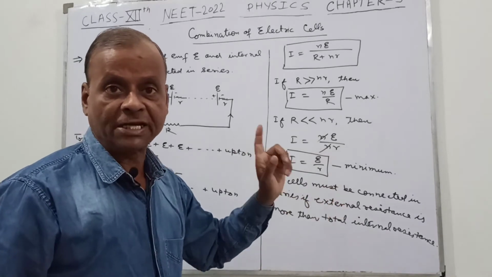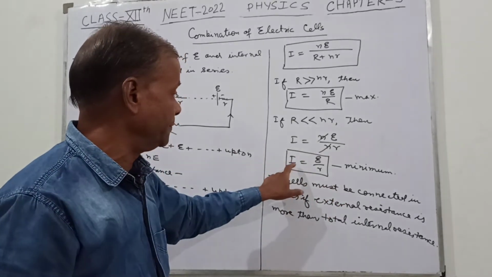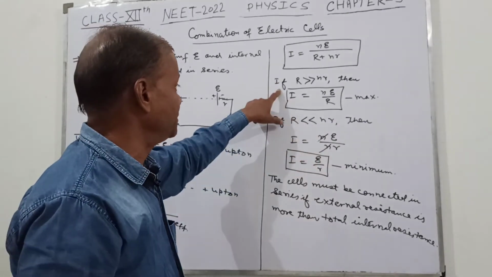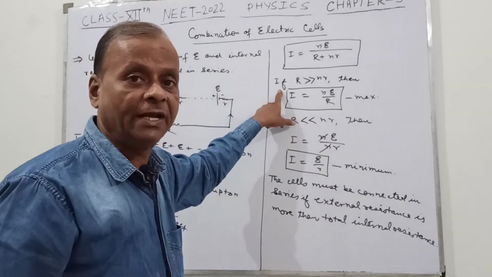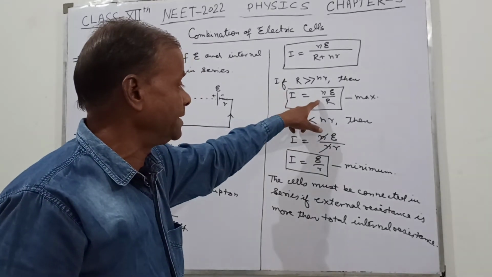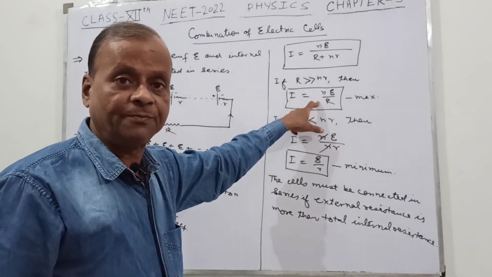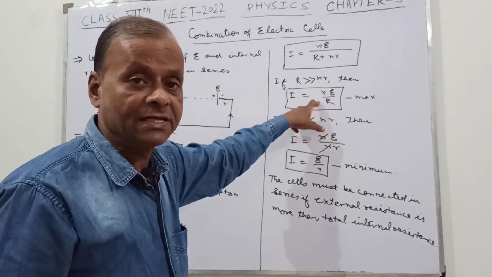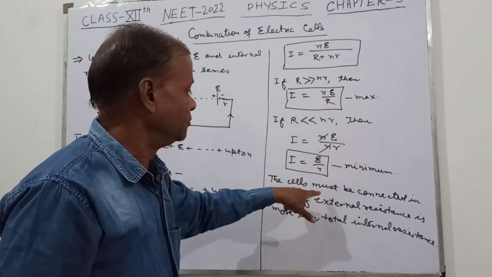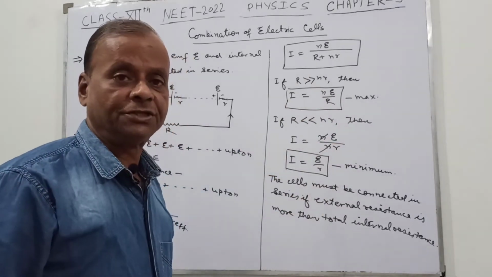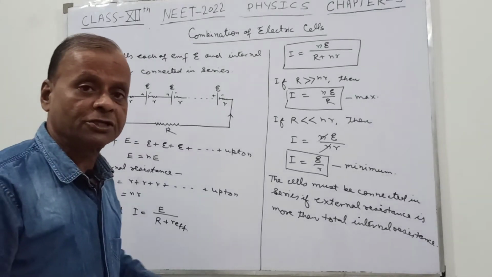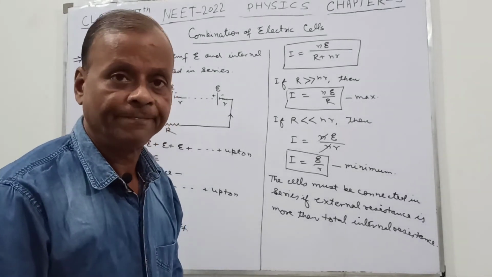you take the one cell or you take the n cell, then current will be like this one. If this condition is satisfied, then all the cells will act and all cells will provide the current. That will be n times of the current provided by a single cell. So this is the beneficial condition for series combination. Now here we take that suppose some of the cells are reversed.